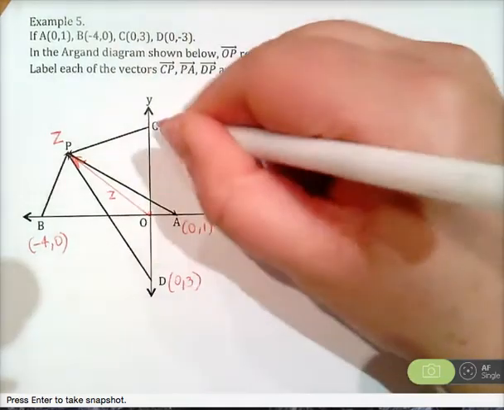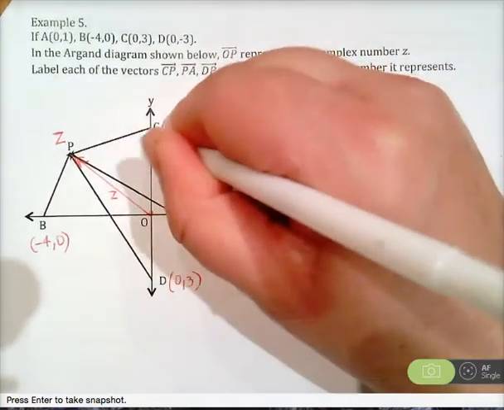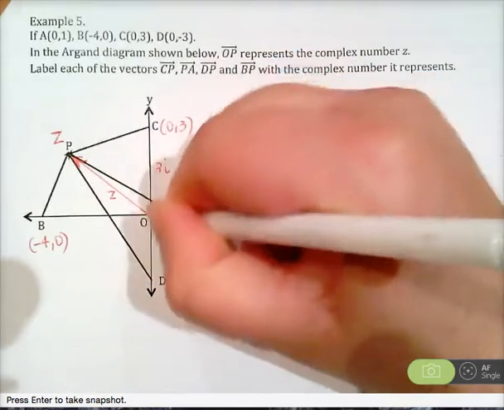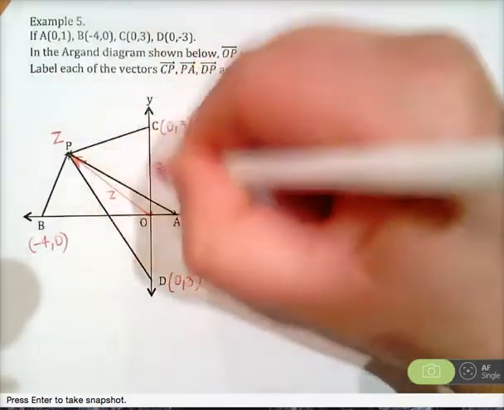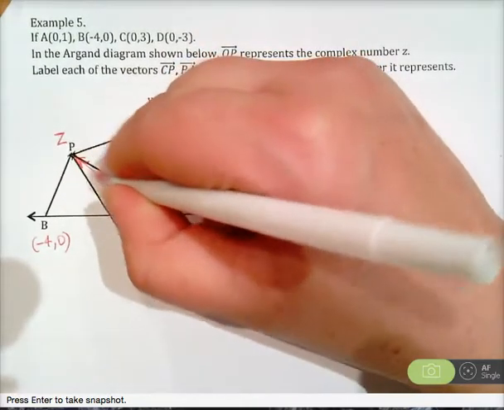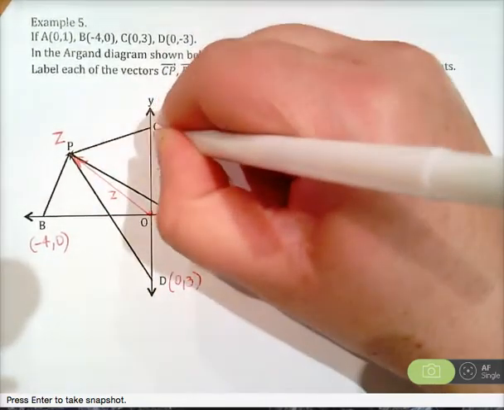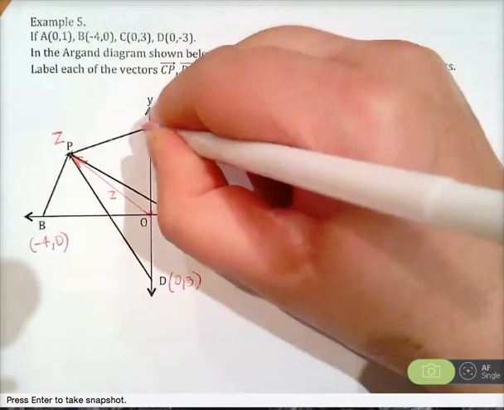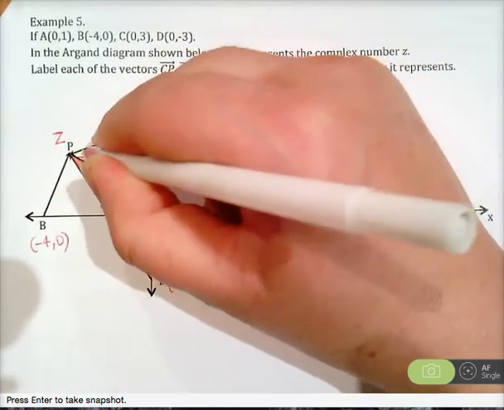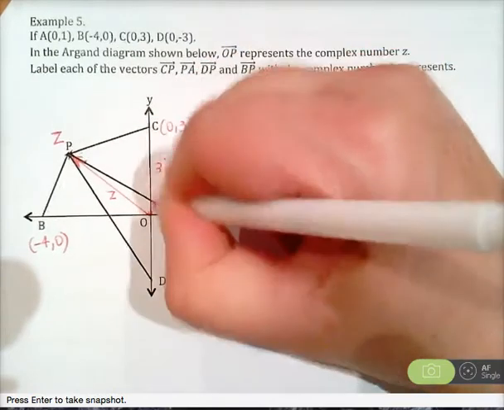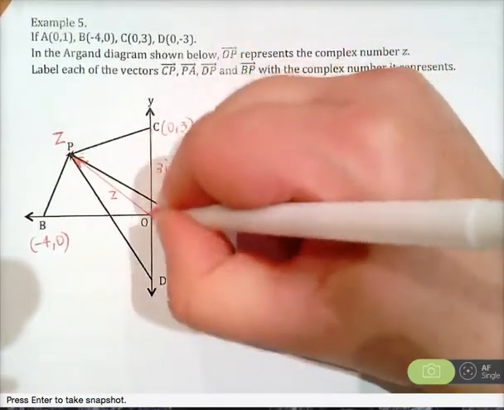Okay, now how do we get CP? Now, if we start and we go like this and then add that, then our resultant vector goes like that, but we want our resultant vector to go like that. So if we start from C and go down to O, and then from O to P, then our resultant vector will be CP.